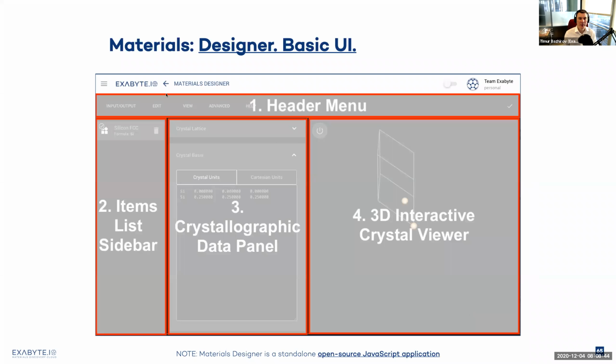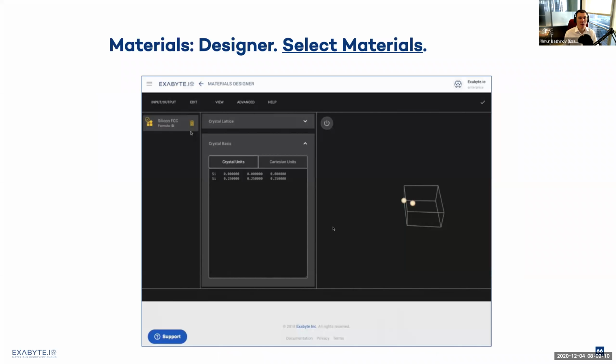It presents us with this page with the interactive development environment, which contains a header at the top with multiple menu items. It contains the list of materials available to this session on the left, the crystallographic data panel in the middle, and then an interactive 3D viewer on the right. So let me demonstrate quickly how we can import a material to work with inside the Materials Designer session.